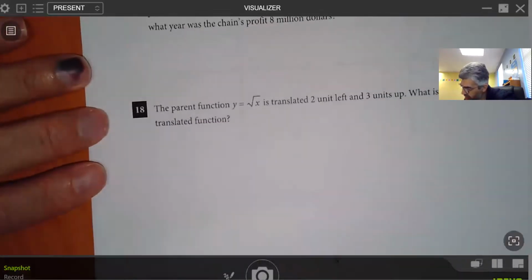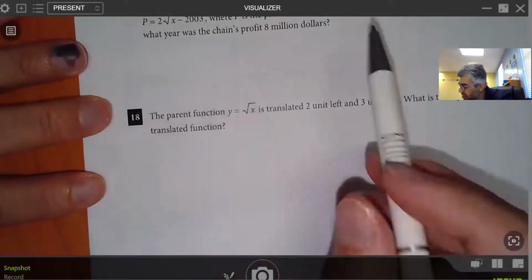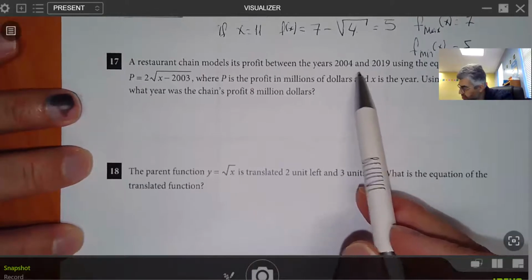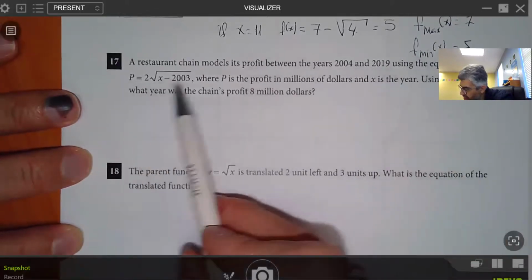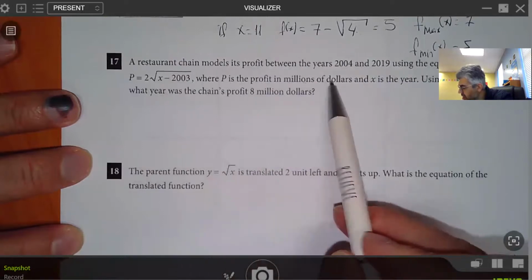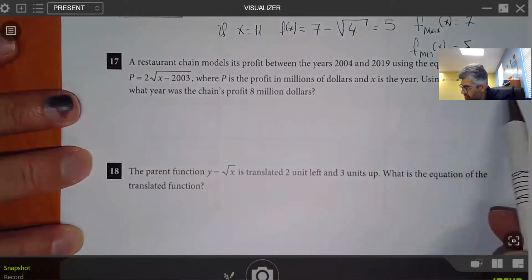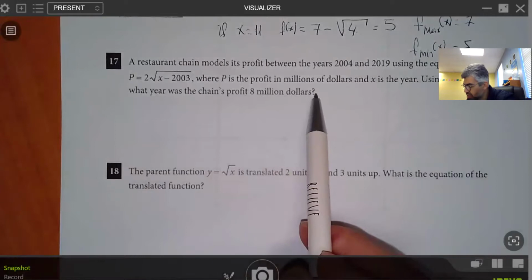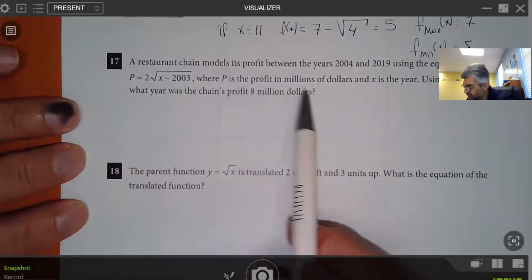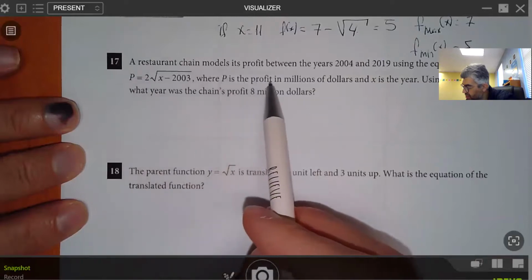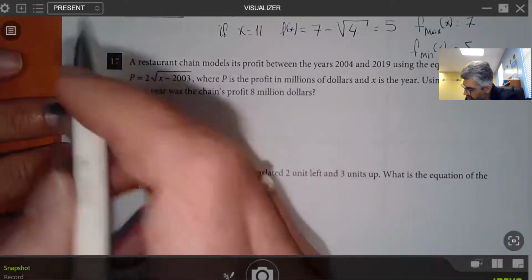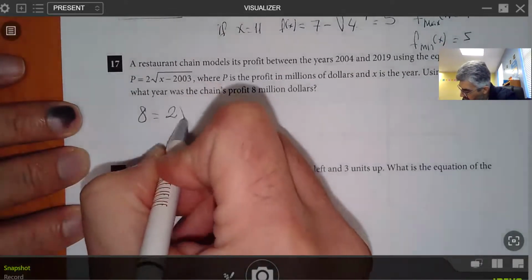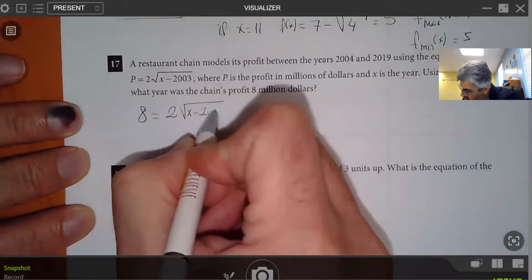Number 17. A restaurant chain models its profit between the years 2004 and 2019 using the equation, where P is the profit in millions of dollars and x is the year. Using this model, in what year was the chain's profit $8 million? So what is $8 million here? It's P. But since P is the profit in millions of dollars, I will write just 8. So 8 equals 2 times the square root of x minus 2003.